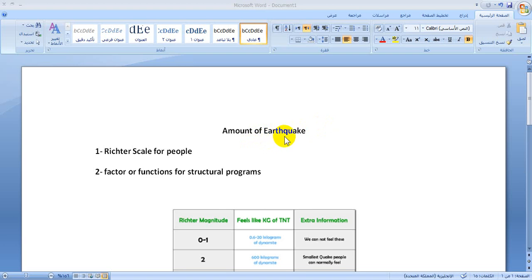The amount of earthquake can be expressed by two sides. The first side, dear viewers, is the Richter scale, and the second is factors or functions for structural programs. First of all, using the Richter scale for people. You see this table.